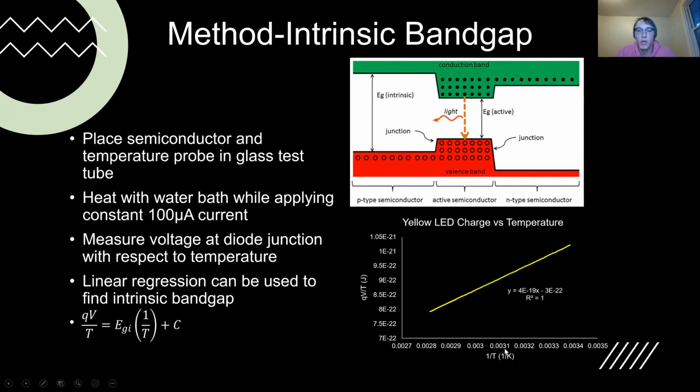This can be seen on the bottom right here, where we have 1 over T plotted on the x-axis and qV over T plotted on the y-axis. This looks very similar to the graph we have here. qV over T equals E_GI, or the intrinsic bandgap, times 1 over T plus C. As you can see, if we take the slope of this line, which we have done here, this slope of the line is equivalent to the intrinsic bandgap, and that is how we can find the intrinsic bandgap of different LEDs.